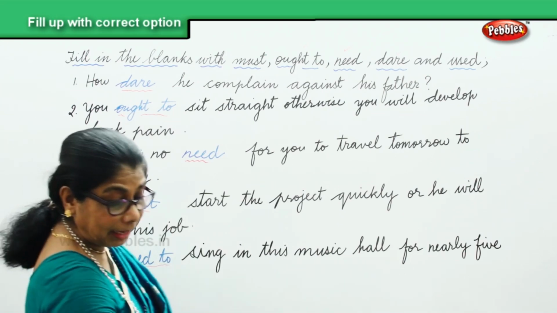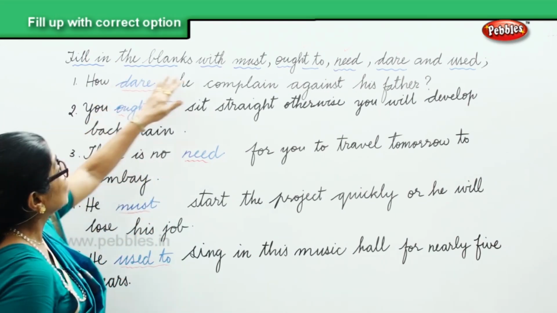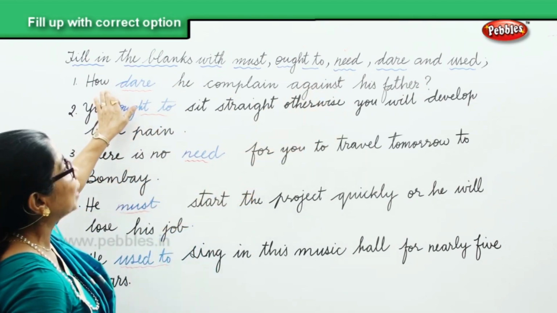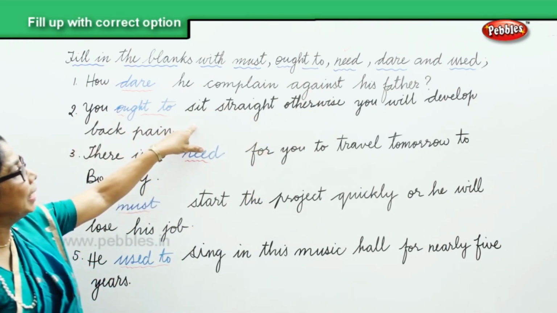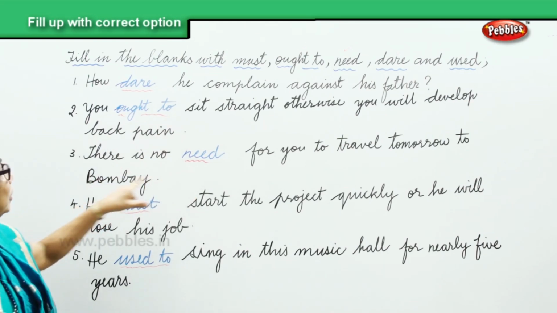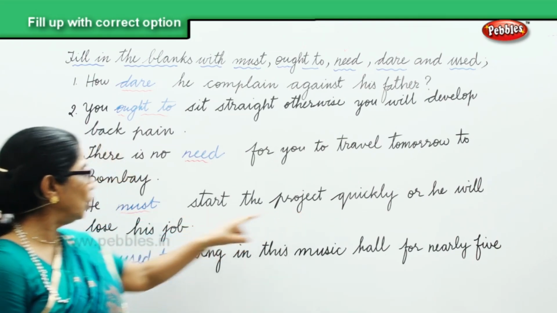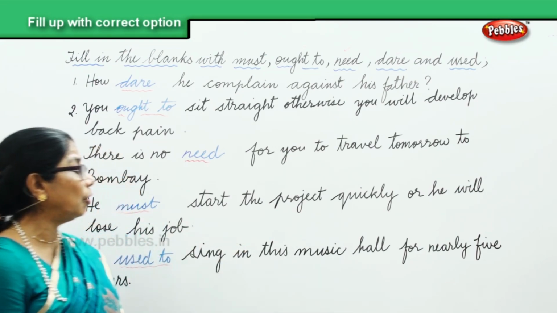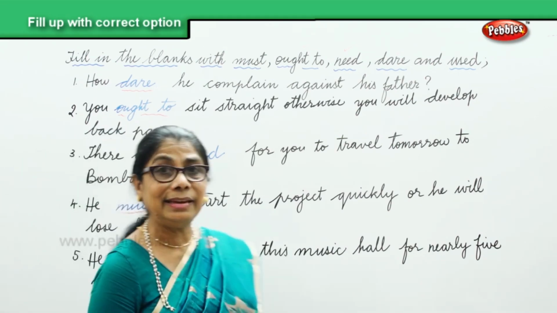So let's look at the fill up of all the 5 sentences. First, fill in the blanks with must, ought to, need, dare, used. Now, first, how dare he complain about his father? You ought to sit straight, otherwise you will develop a back pain. There's no need for you to travel to Bombay. He must start the project quickly or he will lose his job. And finally, he used to sing in this music hall for nearly 5 years. So we filled in with must, ought to, need, dare, and used.